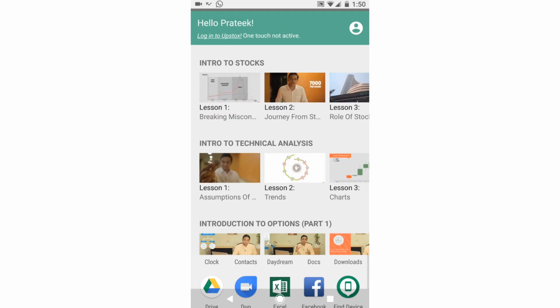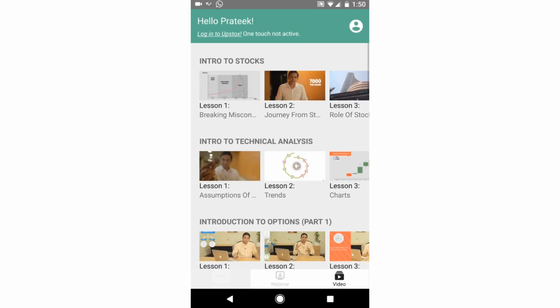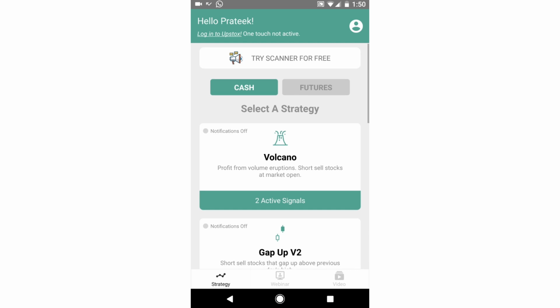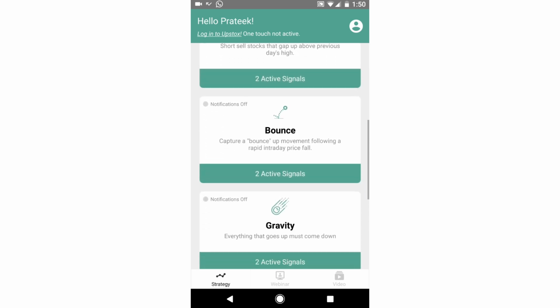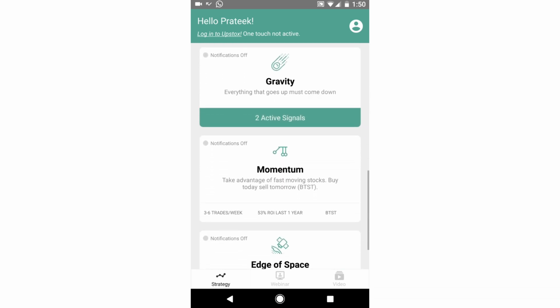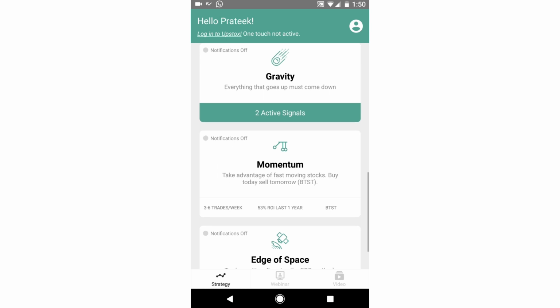Let me first click on Trade Academy so it launches. Now when you launch it, this is the page that will open. What you need to do is scroll down and click on momentum. Now as you can see, momentum is a buy today, sell tomorrow strategy.